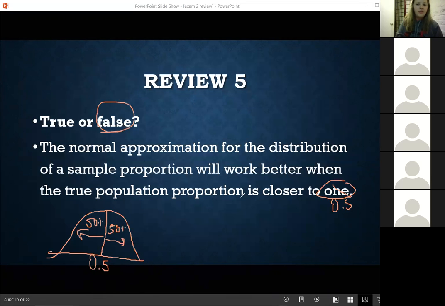Because if the true population proportion is closer to 1, that means the distribution is going to be skewed to the right, or excuse me, to the left, because there are going to be a lot of values over here closer to 1. That's where the spread is going to be out here more, because there won't be as many small values there. So when it's closer to 0.5, that's when you're going to get more of a normal distribution. That's why this would be false, because we want our population proportion to be closer to 0.5.